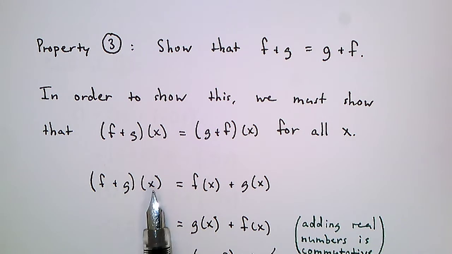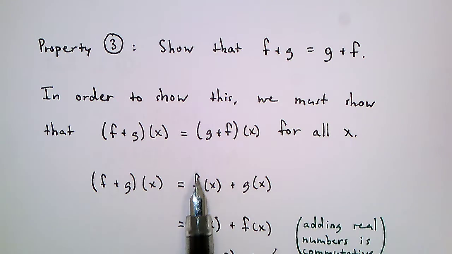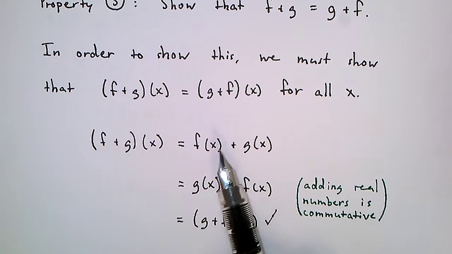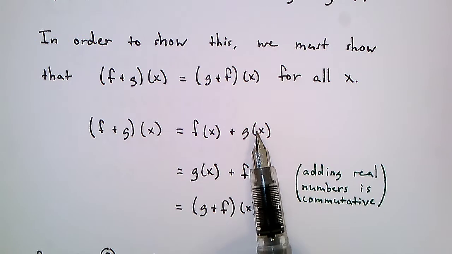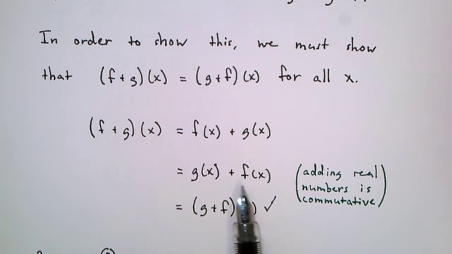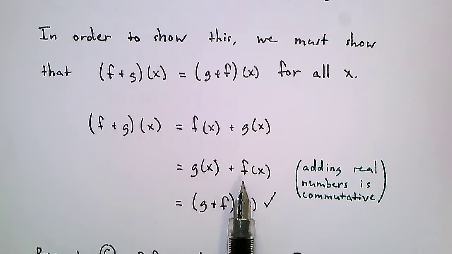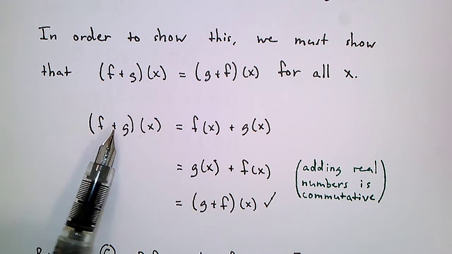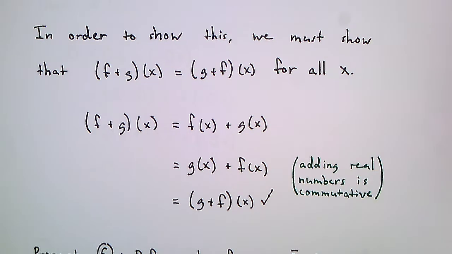So f plus g of x, we plug into each of our two separate functions and then add together. But this addition here is actually just addition of real numbers. And we know that adding real numbers is commutative, so we can rearrange the order, and this is g of x plus f of x. And now we go back to our definition for addition. G of x plus f of x is actually x plugged into the function g plus f. So now we have the equality that we wanted to prove. So that completes property 3.